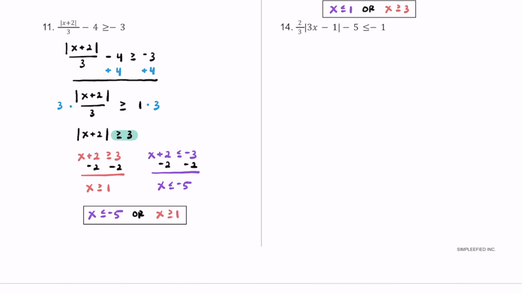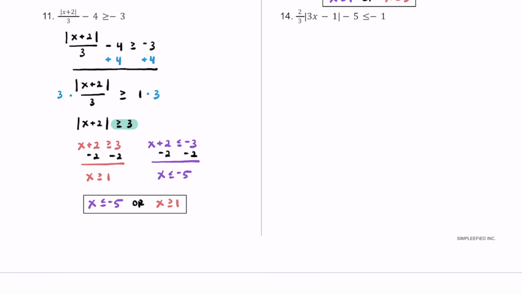Here's one final problem. Number 14, we have 2/3 times the absolute value of 3x minus 1, minus 5, is less than or equal to negative 1. So let's go ahead and just copy this whole thing down so that we can isolate our absolute value expression. So we have this 3x minus 1 that we really want to get by itself. We have minus 5 is less than or equal to negative 1.